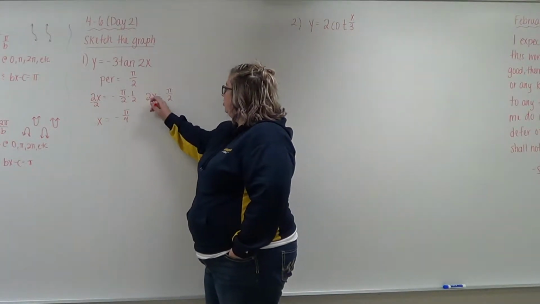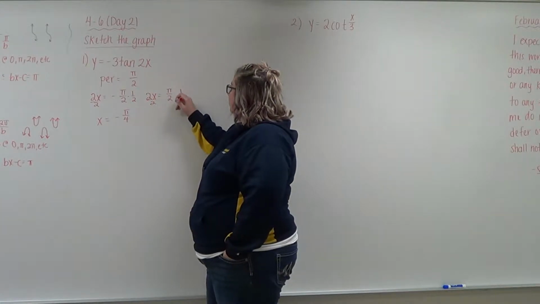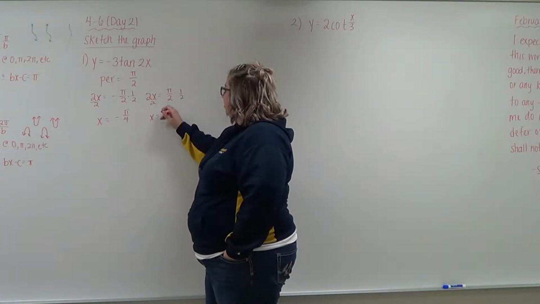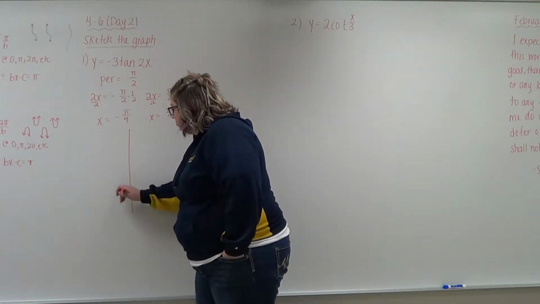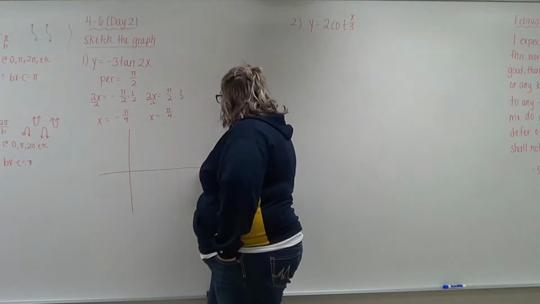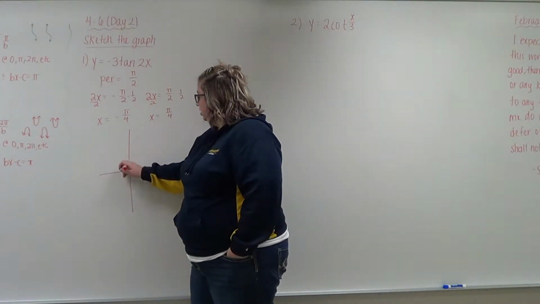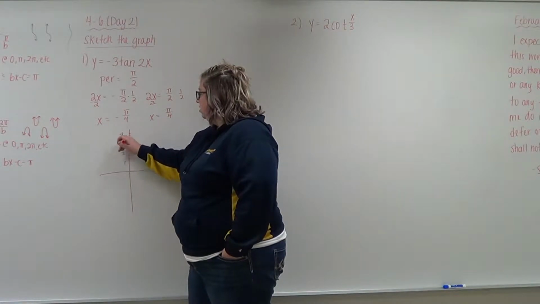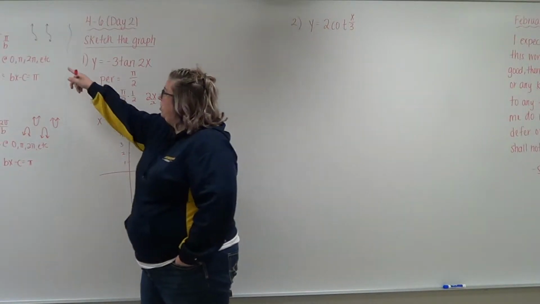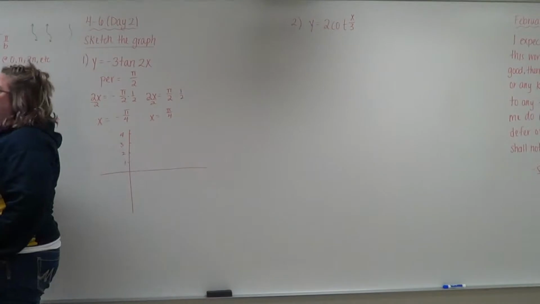And then divide by 2, or multiply by half. Positive pi over 4. Okay. Now, as far as amplitude, there's no such thing as amplitude on these. But since our number in front is 3, I need to go at least a little bit above that. Because these graphs actually look like cubics, where they go on forever.